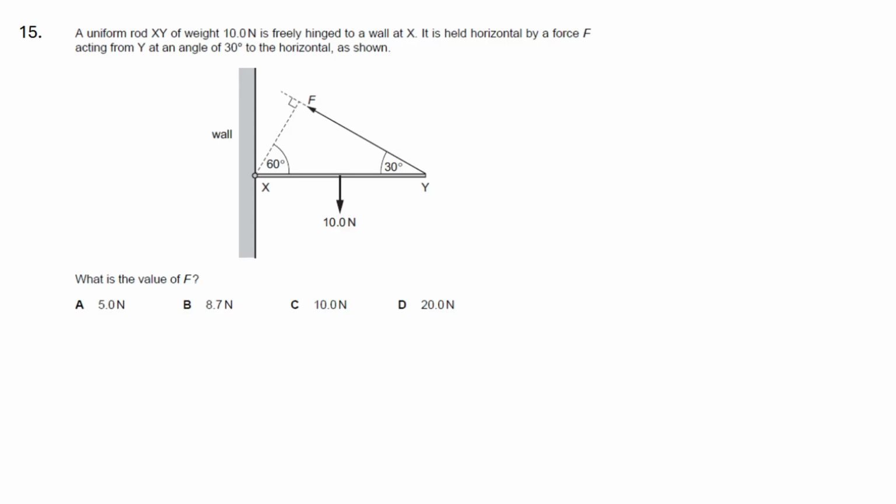Question 15. A uniform rod XY of weight 10.0 newtons is freely hinged on a wall at X. It is held horizontally by a force acting from Y at an angle of 30 degrees to the horizontal as shown. What is the value of F? Okay, so if you don't immediately recognize this, this is actually a moment question, where the moment is equal to the force times the distance from the pivot, I should specify.